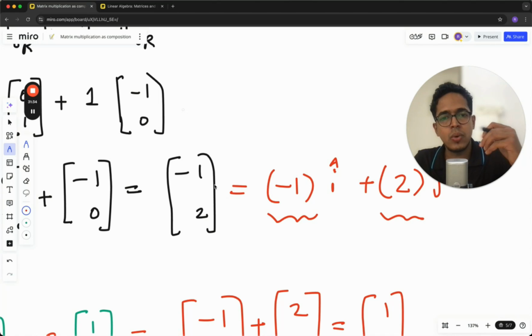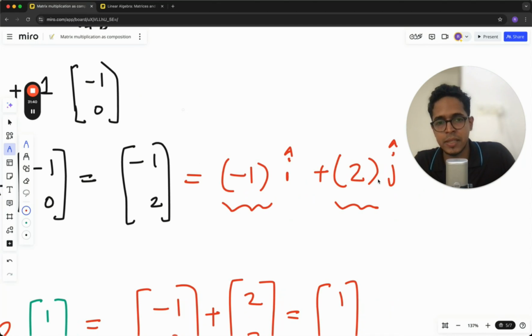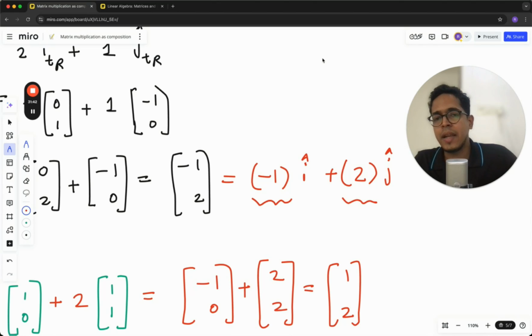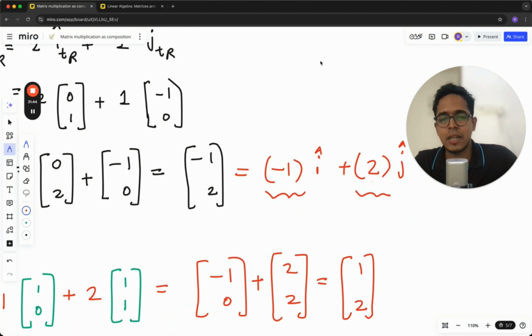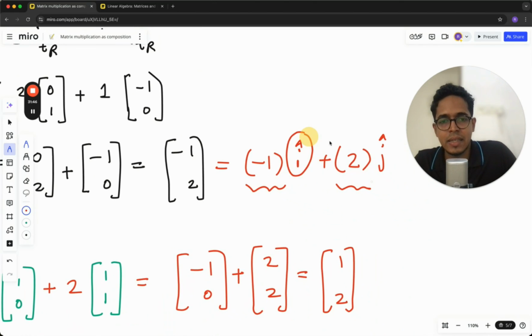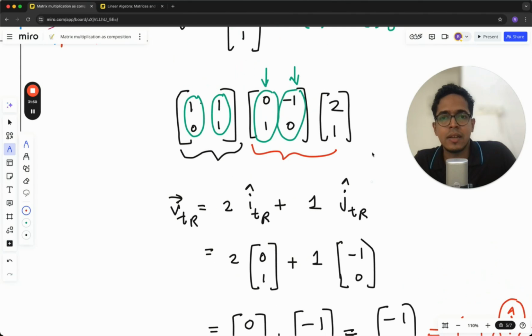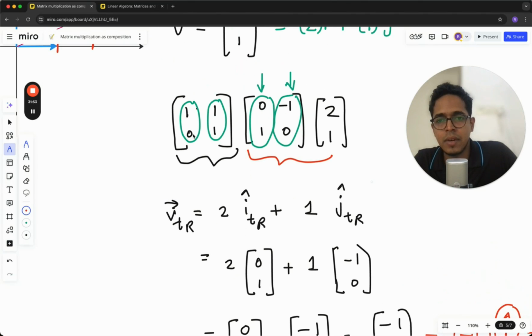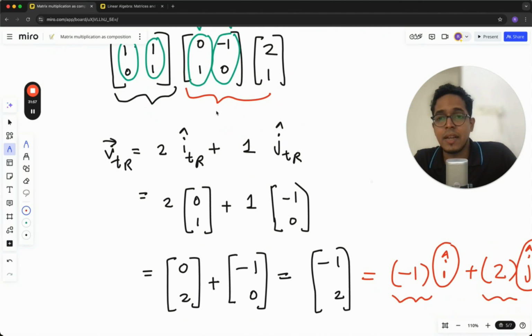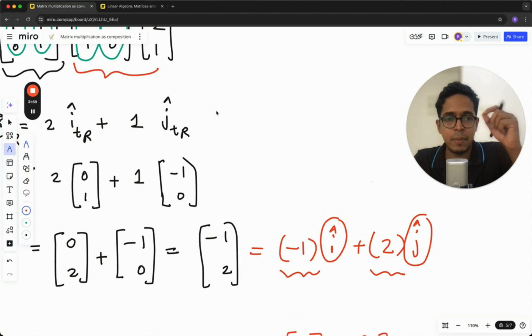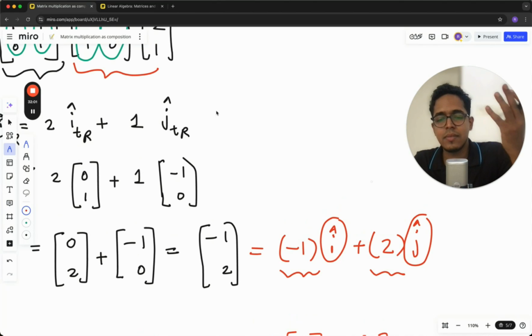And this (-1, 2) can be again expressed in terms of the original i and j. And what is that? That is nothing but -1 times i plus 2 times j. Now again, we are applying one more transformation, and as a result of that transformation, this i and j are again going to change. And it is going to change in such a way that i will land at this location (1, 0) and j will land at this location (1, 1). And when I say land, I simply mean where its tip will land.